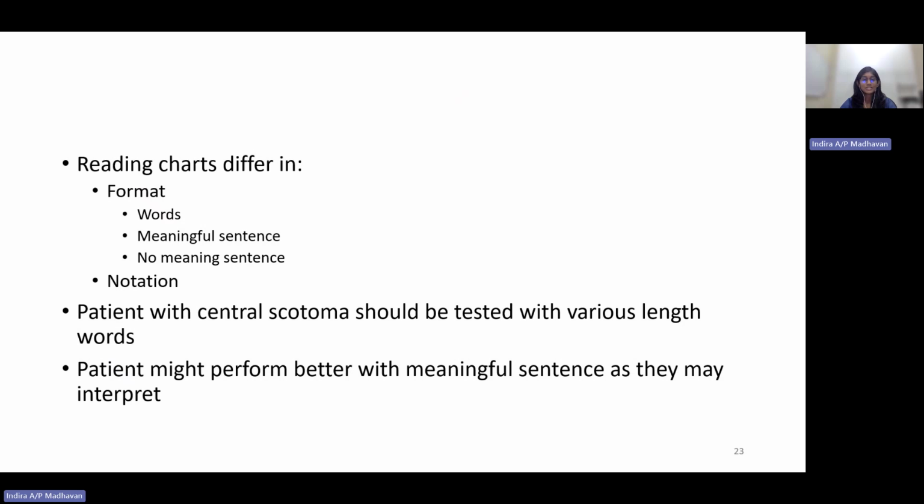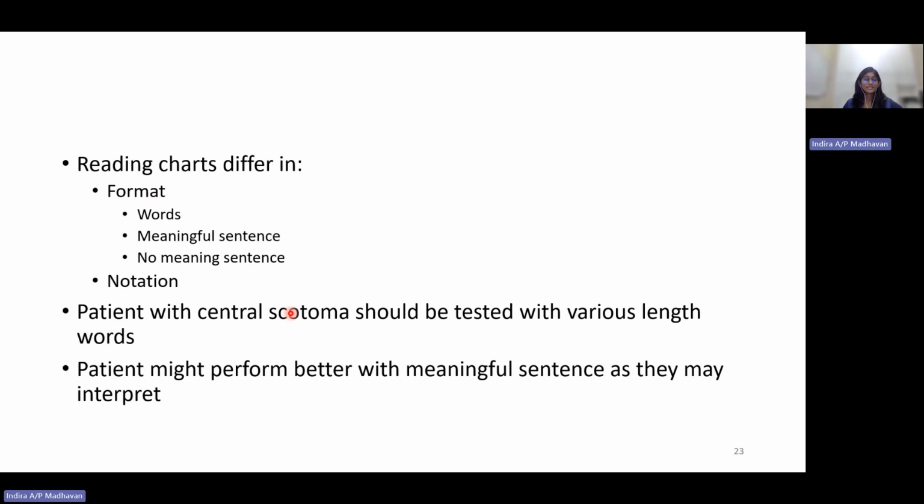Patients with central scotoma should be tested with various lengths of words, because with a central scotoma they will have a black patch at the center of their vision. If the scotoma is very small, as big as one letter only, for example if they are reading the word central, maybe the scotoma is this big and only the N at the end is missing. The patient is able to get the word from the sight, so when N is missing, they're still able to make the word.